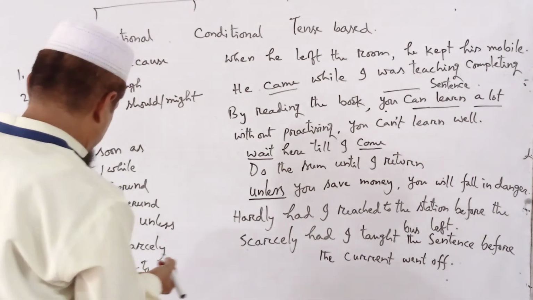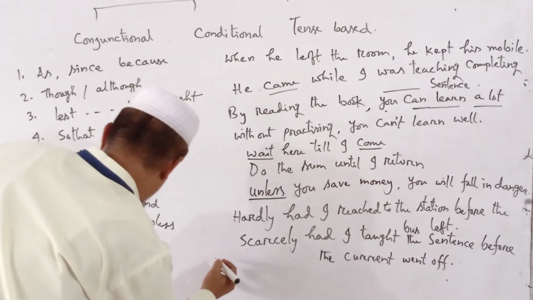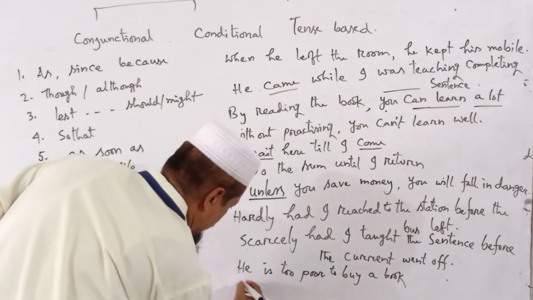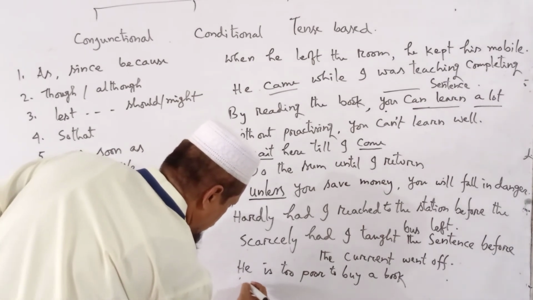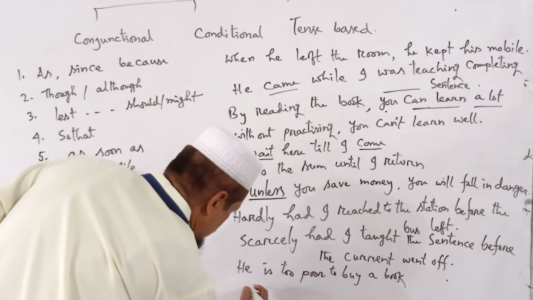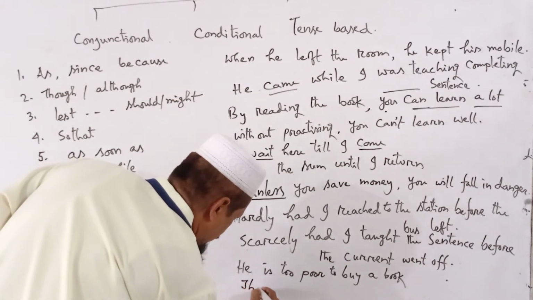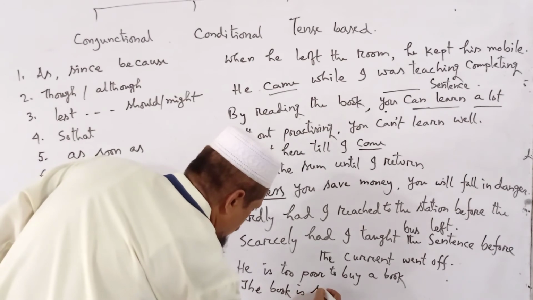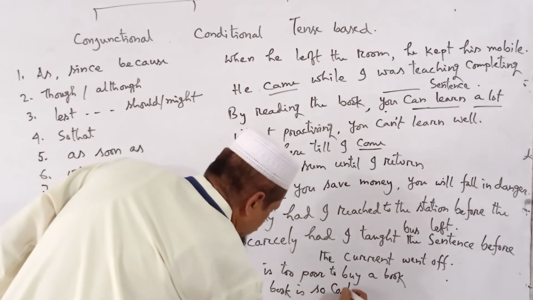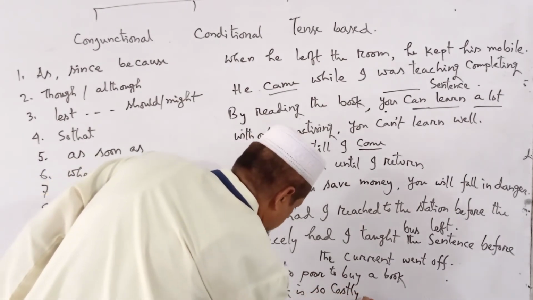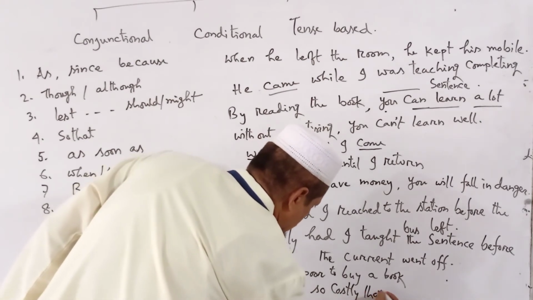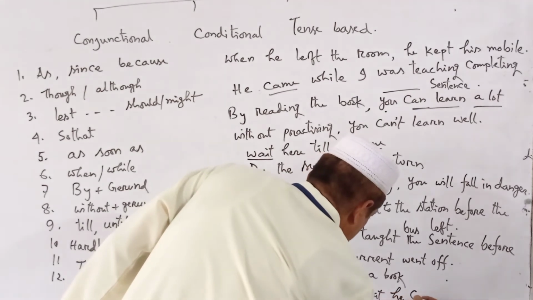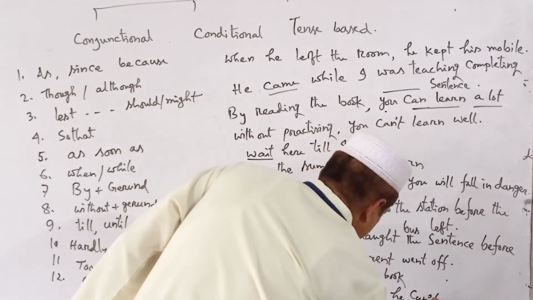Now comes number 11: so plus adjective plus that. In this way, the book is so costly that we can't buy.